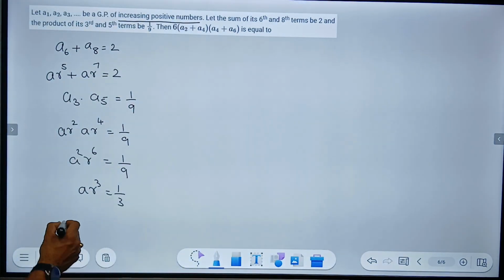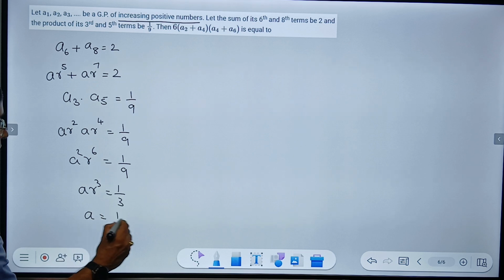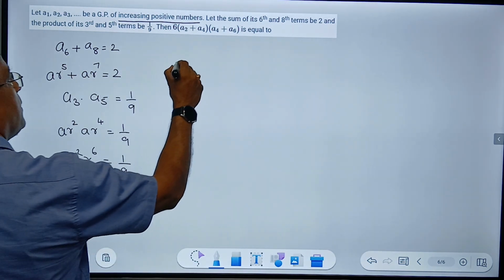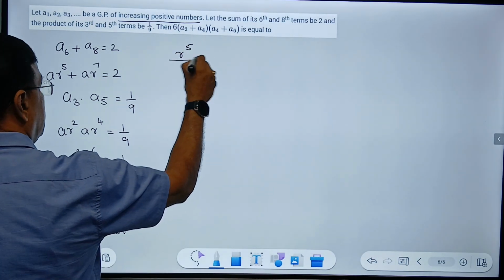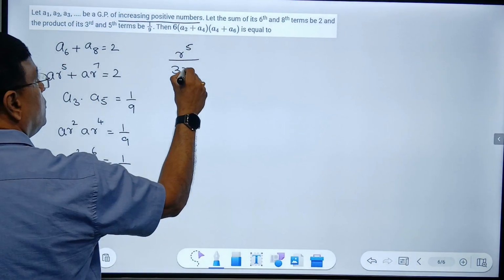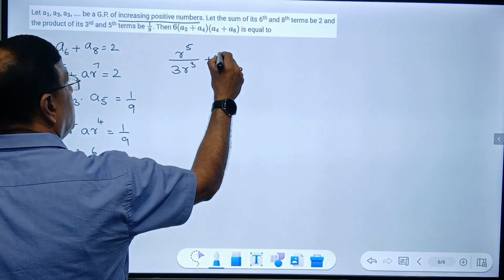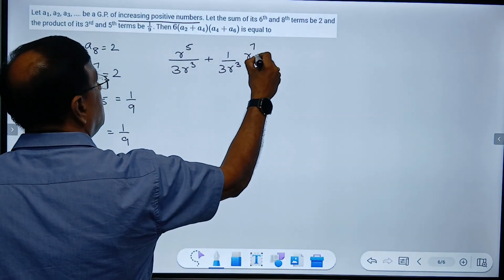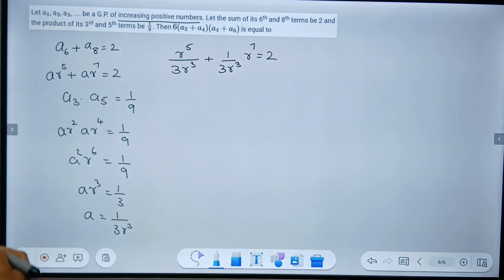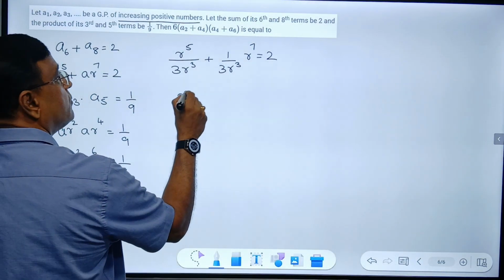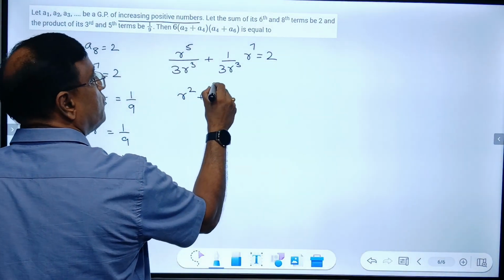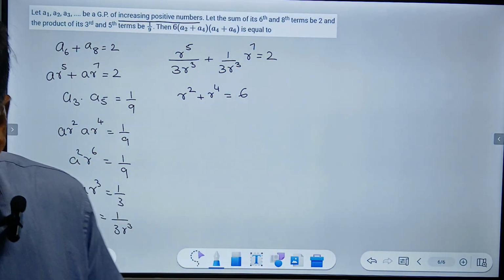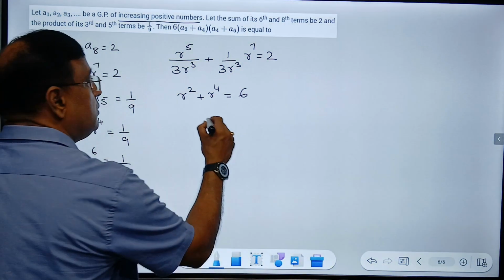Now what do you do? From this you can find what A is. A equal to 1 by 3 r cube. Take that and substitute here. So what do you get? A r power 5 gives r power 5 by 3 r cube, plus A r power 7 gives 1 by 3 r cube into r power 7, equal to 2. Now if you cancel all this, you get r square plus r power 4 equal to 6. Correct?